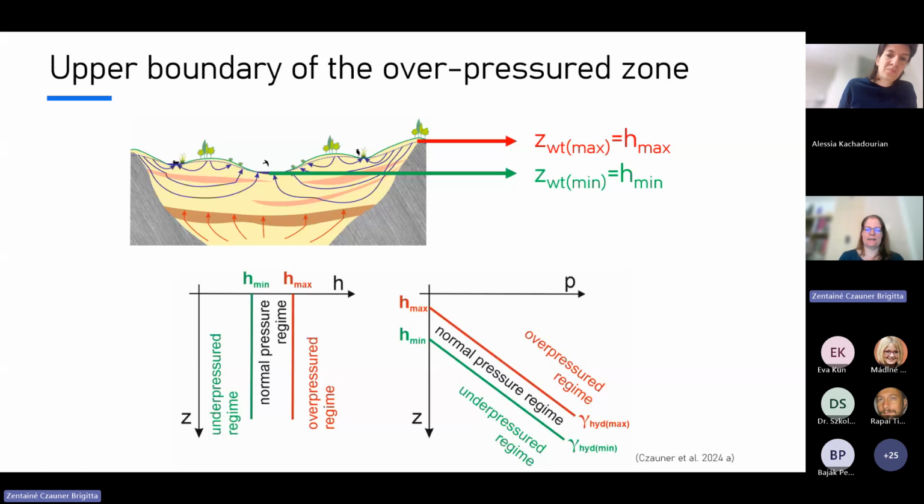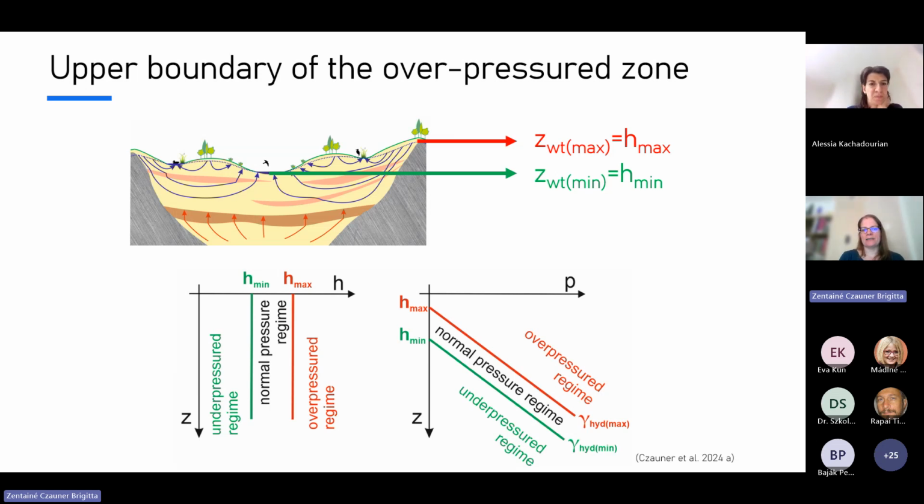So based on this approach, we found a methodology to define the upper boundary of the overpressure, which actually defines the lower boundary of the topography-driven systems, because we started from the well-known theory I have already mentioned, that topography-driven systems usually represent normal pressure conditions, or close to hydrostatic pressure conditions.